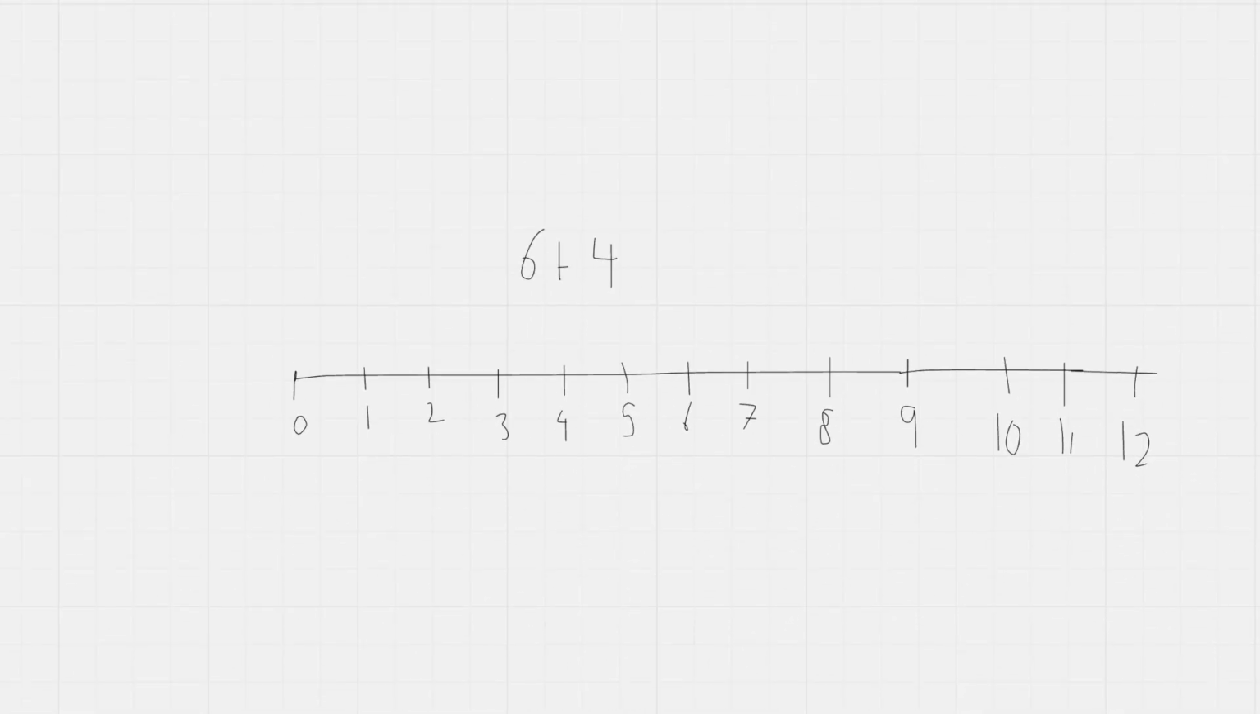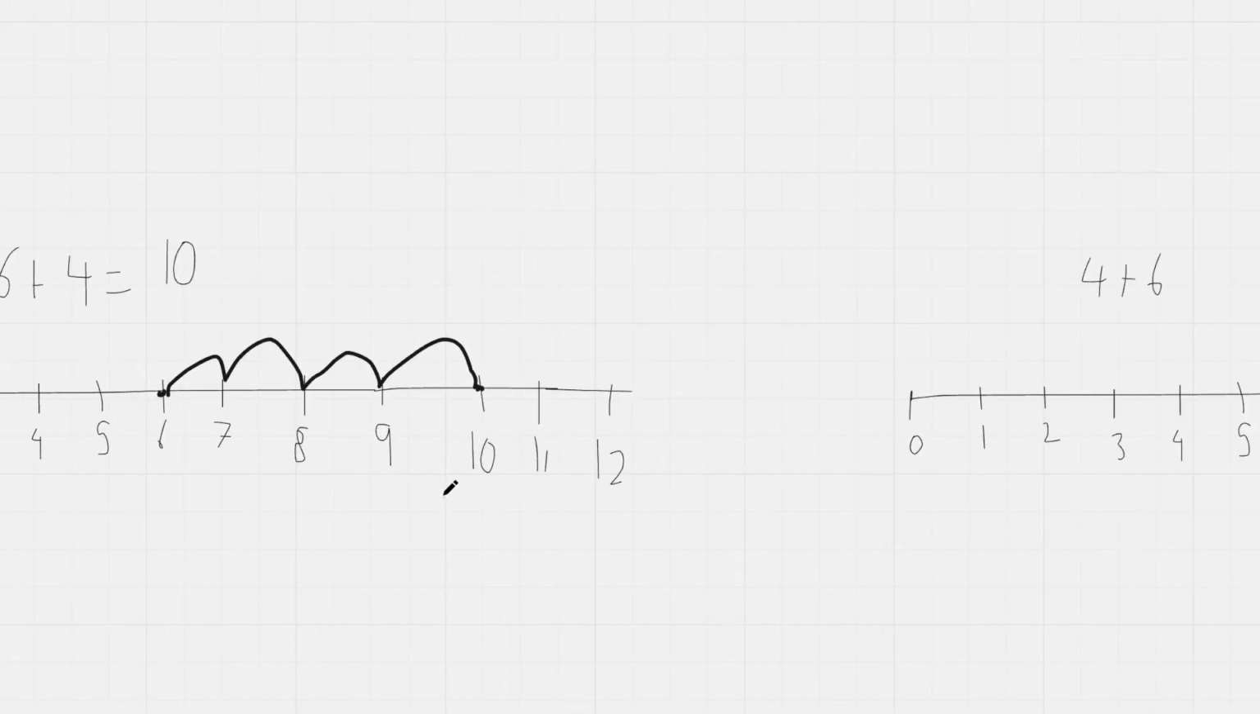Let's do 6 plus 4. How would we start this problem? So we start with 6 because it's the first value given to us. 6 right here. Then we move over to the right by 4 because we're adding 4 right here. So 1, 2, 3, 4. So 6 plus 4 got us 10. This equals 10 right here.